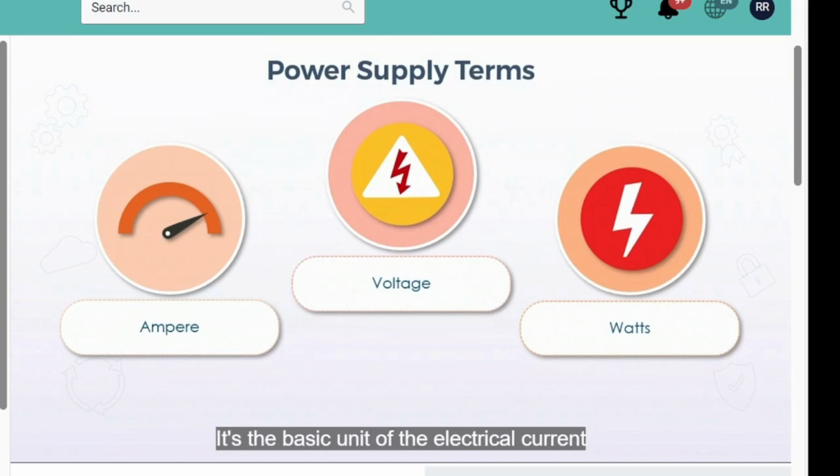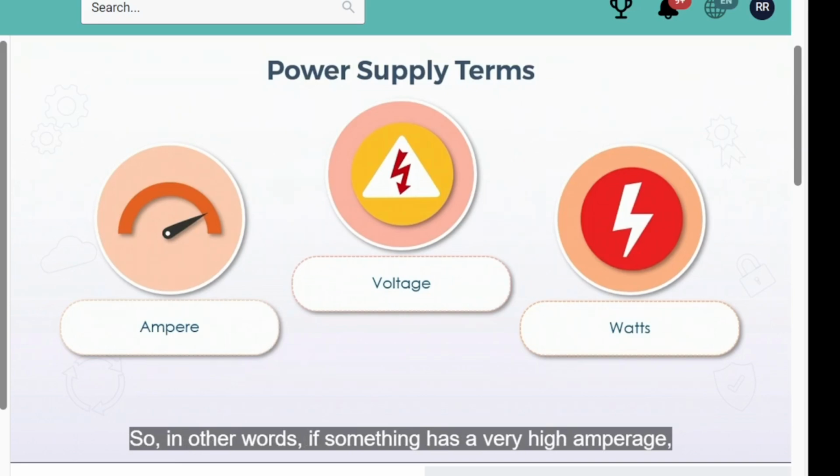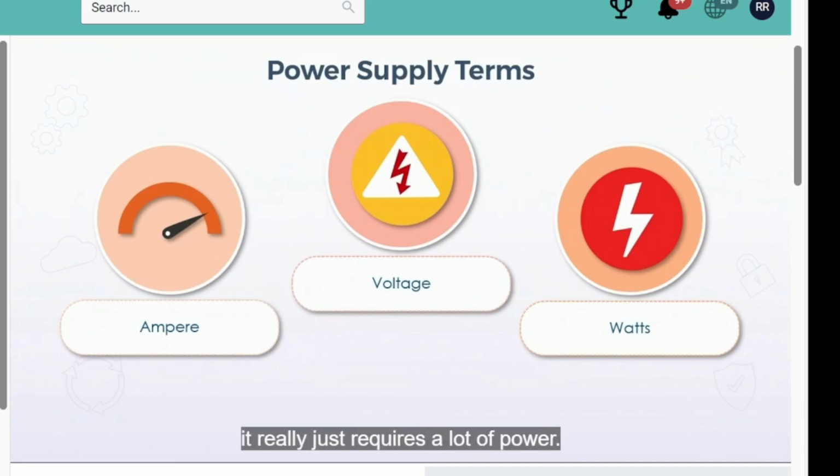It's the basic unit of the electrical current and measures the rate of flow per second. So, in other words, if something has a very high amperage, it really just requires a lot of power. The voltage then can be thought of as pressure, or the amount of work that it takes to deliver that amount of power from point A to point B.